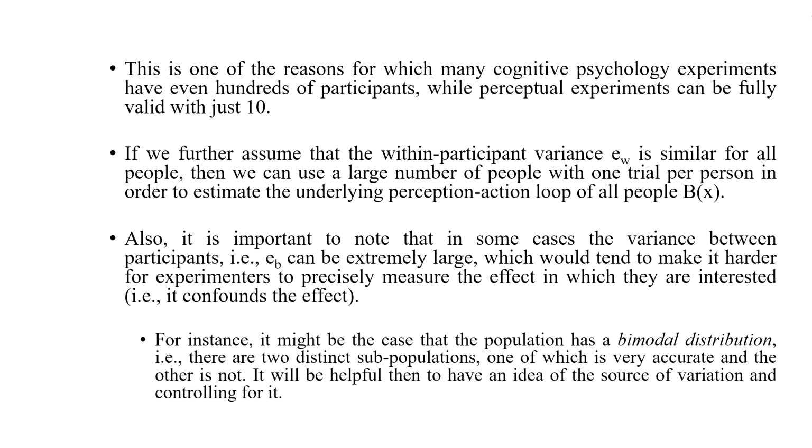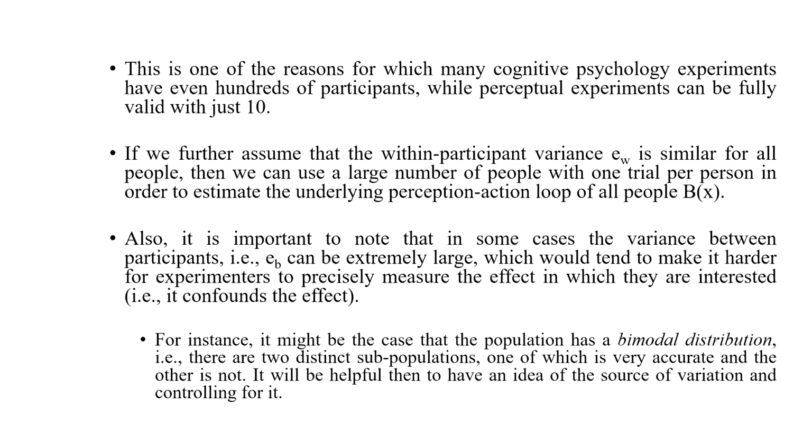So, coming back to this, if we further assume that the within participant variance EW is similar for all people, we can use a large number of people with just one trial per person in order to estimate the underlying perception action loop for all people. That is also one of the ways you can follow. Again, remember, the trade off is between the number of participants and the number of measurements per participant. That is broadly a rule of thumb that one can follow.